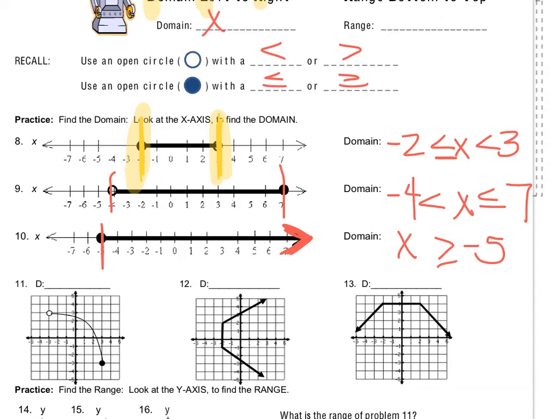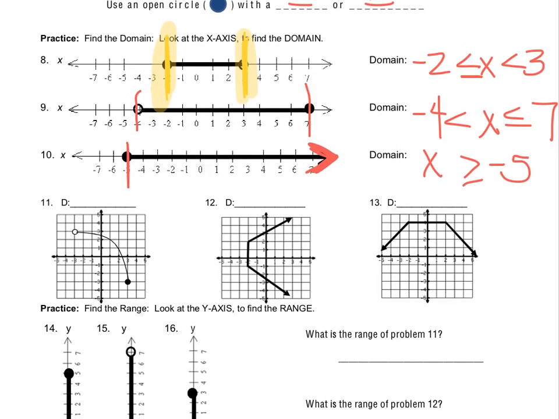It doesn't change when I look at a graph, like if I look at 11, 12, and 13. For my domain, I'm still going to read it from the left to the right. So I find the left and the right of my graph and draw my lines. Well, my left side is at -3, and my right side is at +3.